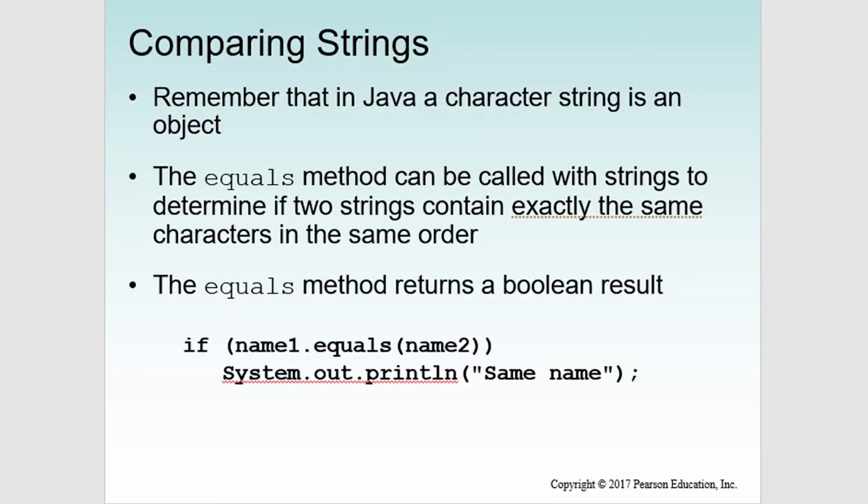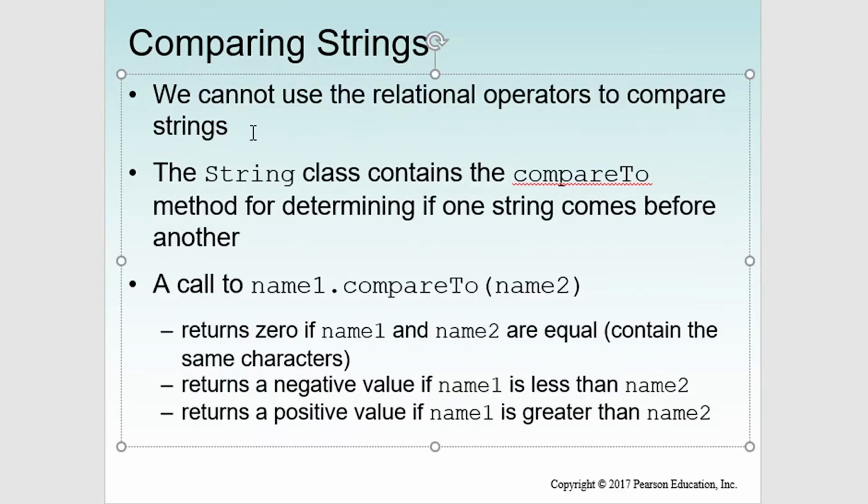Comparing strings. Remember that in Java, a character string is an object. The equals method can be called with strings to determine if the two strings contain exactly the same characters in the same order. The equals method returns a Boolean result. So they're using the equals method inside of the if statement's conditional. And if it's true, then they print out this statement. We cannot use relational operators when comparing strings. So keep that in mind.